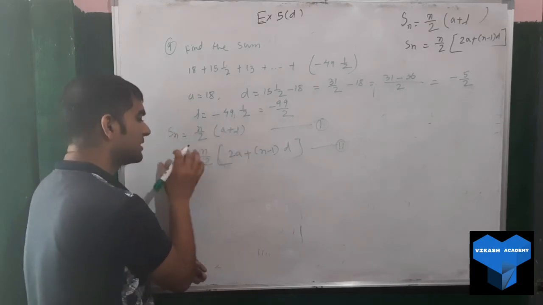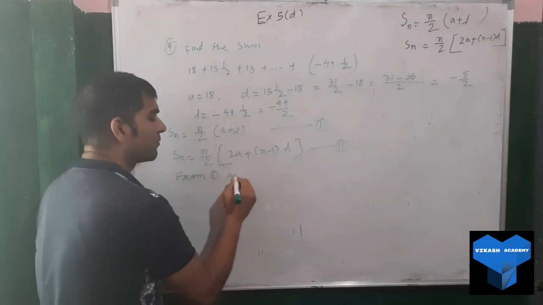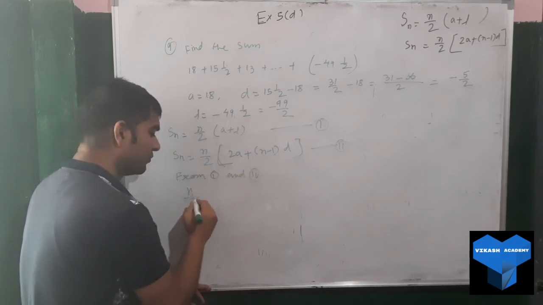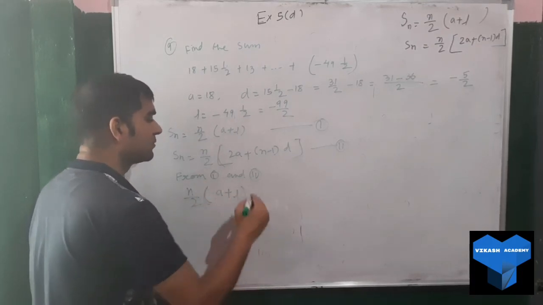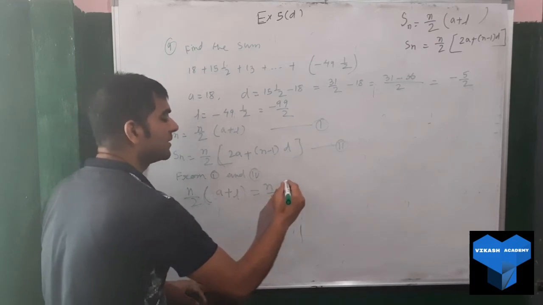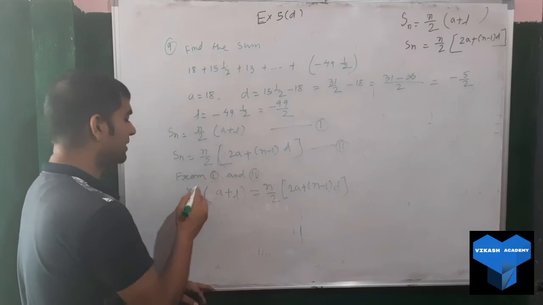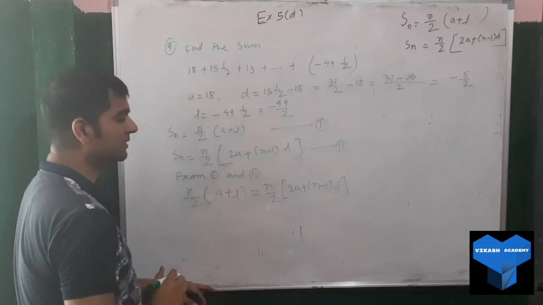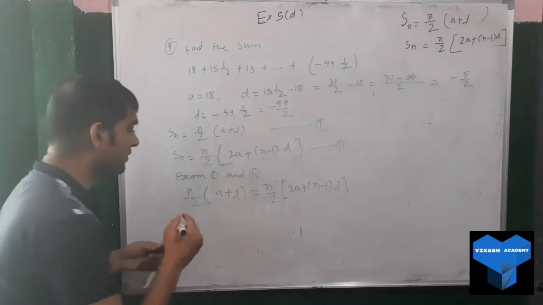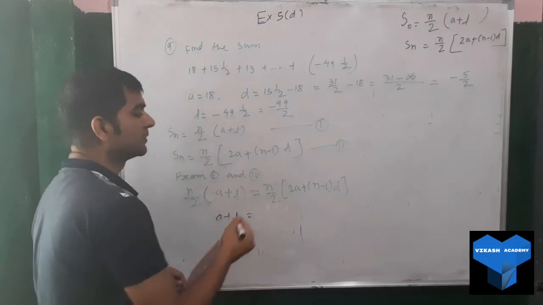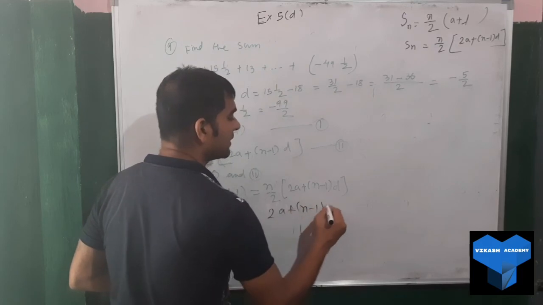So since Sn is this much and Sn is this one, we can equate these two. So we write from equations 1 and 2: n by 2 times (a plus l) is equal to n by 2 times (2a plus (n minus 1) times d). Close the bracket. See, n by 2 and n by 2 cancel, because if this comes to this side, it will divide, right? So we got this. Next step, we can write here a plus l is equal to 2a plus (n minus 1) times d.